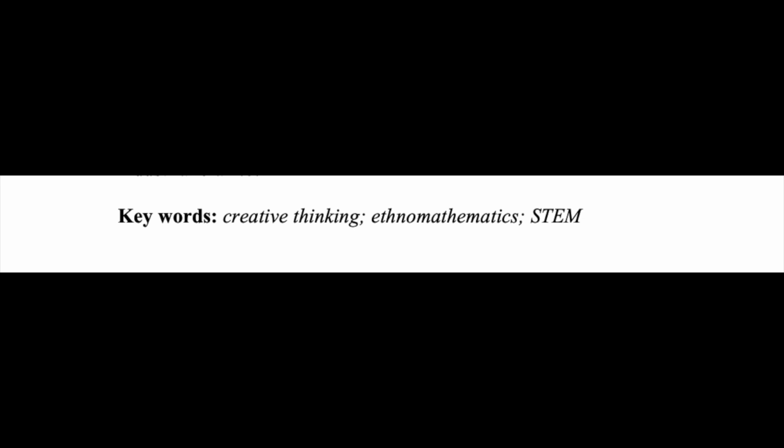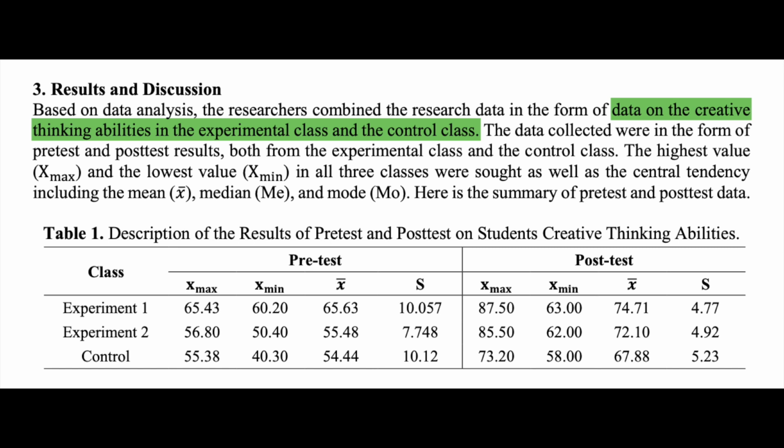And in this paper, the results section, number 3, the researchers claim that the data on creative thinking abilities in the experimental classes and the control class are shown, and you will notice that on table 1, there was a description of the results of the pre-test and post-test, which is common in these kinds of papers. And this is on the creative thinking abilities, and it gives us just numbers to compare. However, the information is still limited at this point.